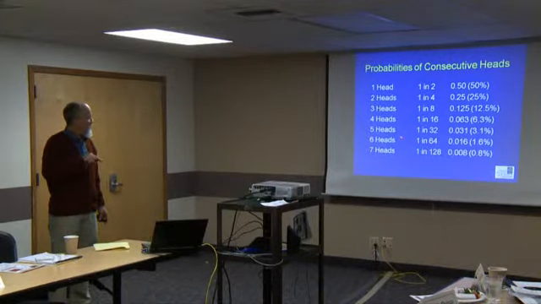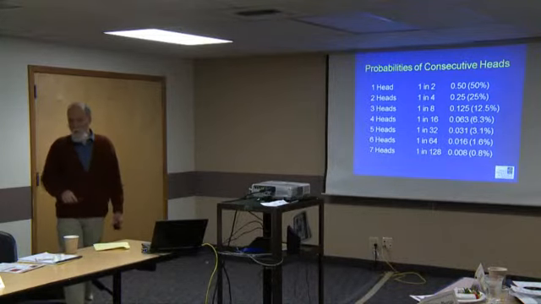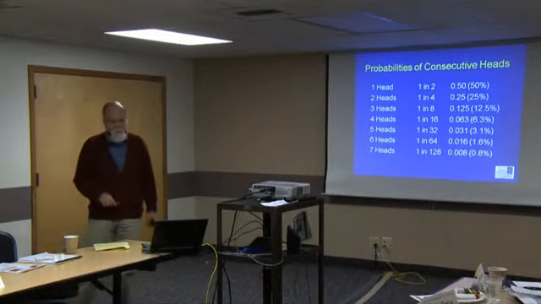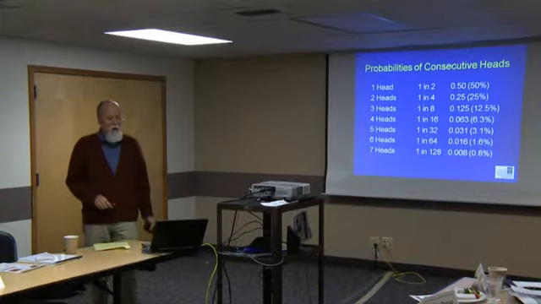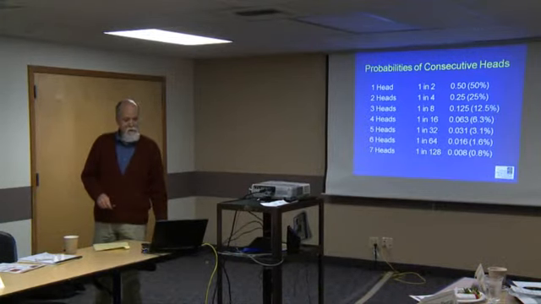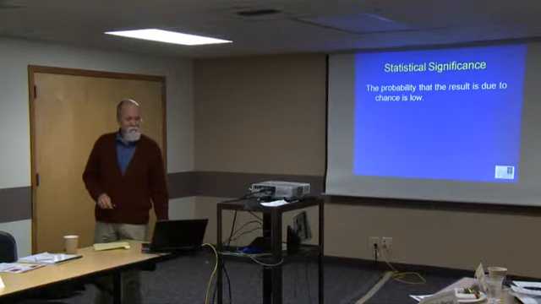We get down around here and we're talking about 7 heads in a row is a little less than 1 in 100, a little less than 1%. So think about this next time you buy a lottery ticket with odds of 1 in 50 million.